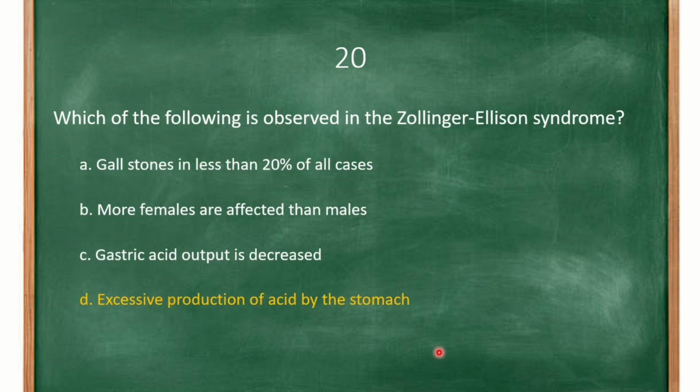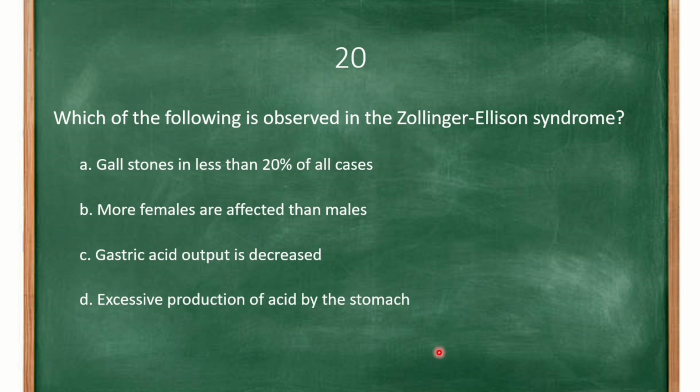Hope you get it. Question 20. Which of the following is observed in the Zollinger-Ellison syndrome? A, gallstone in less than 20% of all cases. B, more females are affected than males. C, gastric acid output is decreased. D, excessive production of acid by the stomach.